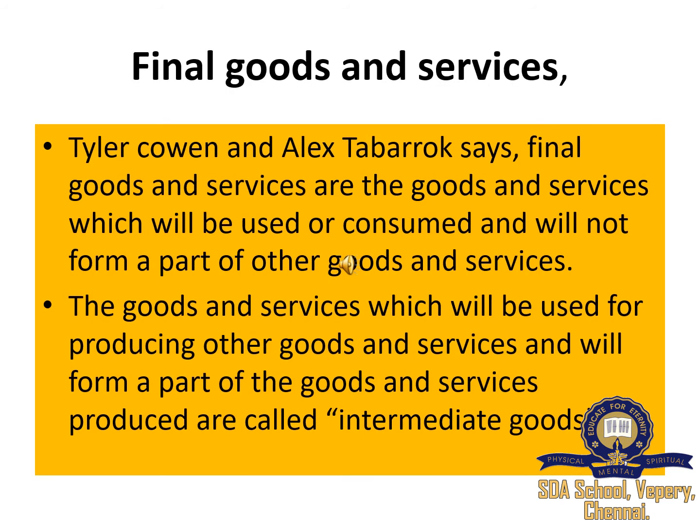Next, we are moving to final goods and services. What are final goods and services? Economists Tyler Cowen and Alex Tabarrok say that final goods and services are the goods and services which will be used or consumed and will not form a part of other goods and services. The goods and services which will be used for producing other goods and services and will form a part of the goods and services produced are called intermediate goods. Intermediate goods act between the final goods and services.